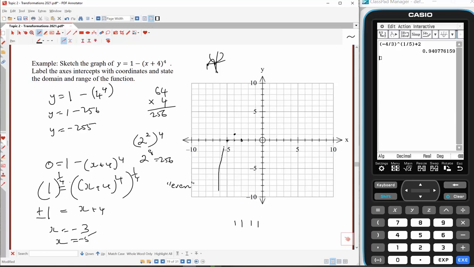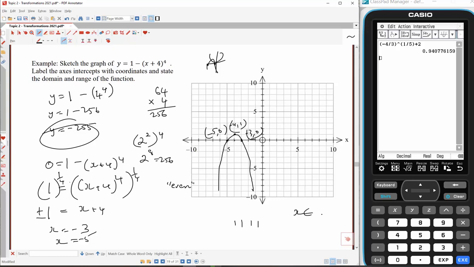So again, it's a tough sketch to do shape-wise, because again, the y-intercept is at negative 255, but that will be good enough for what we need. Negative 5, 0; negative 3, 0; and negative 4, 1. What do we need to do? Axes, intercepts with coordinates, state the domain and range of the function.